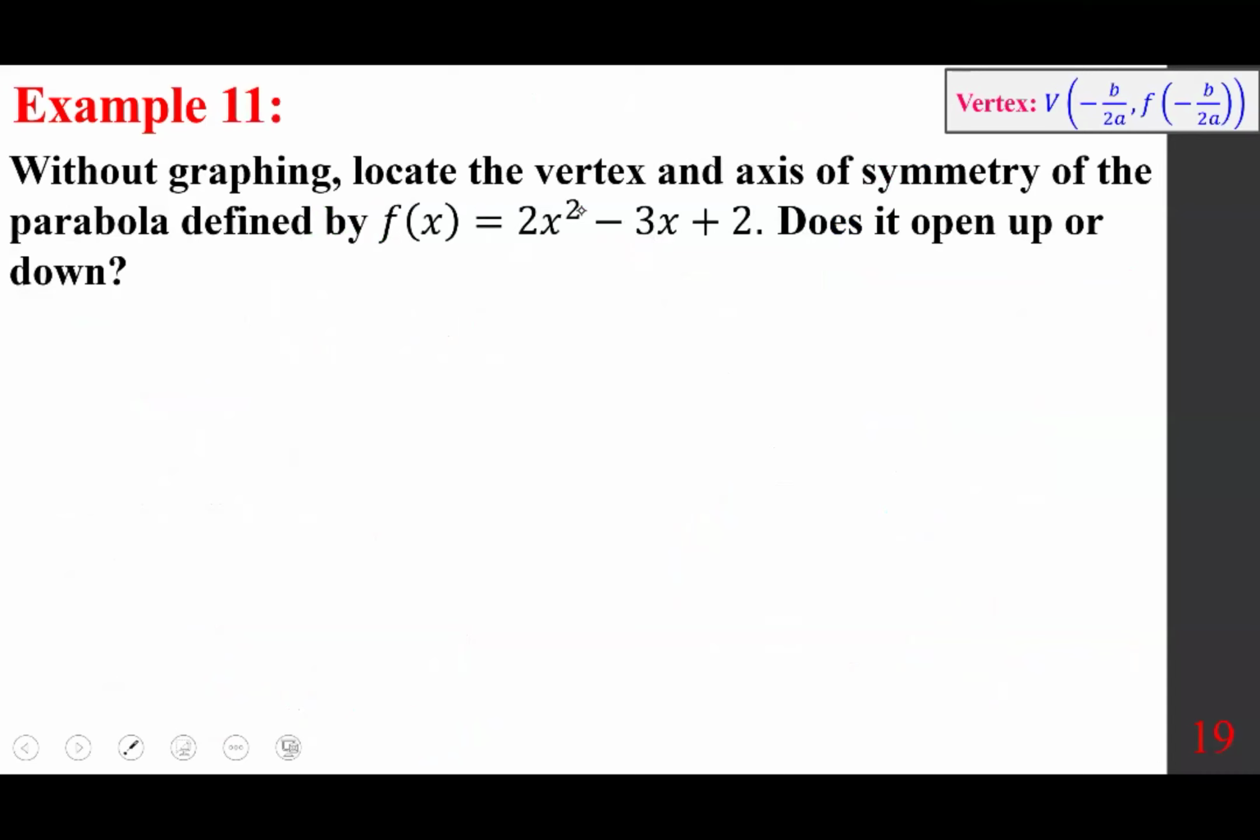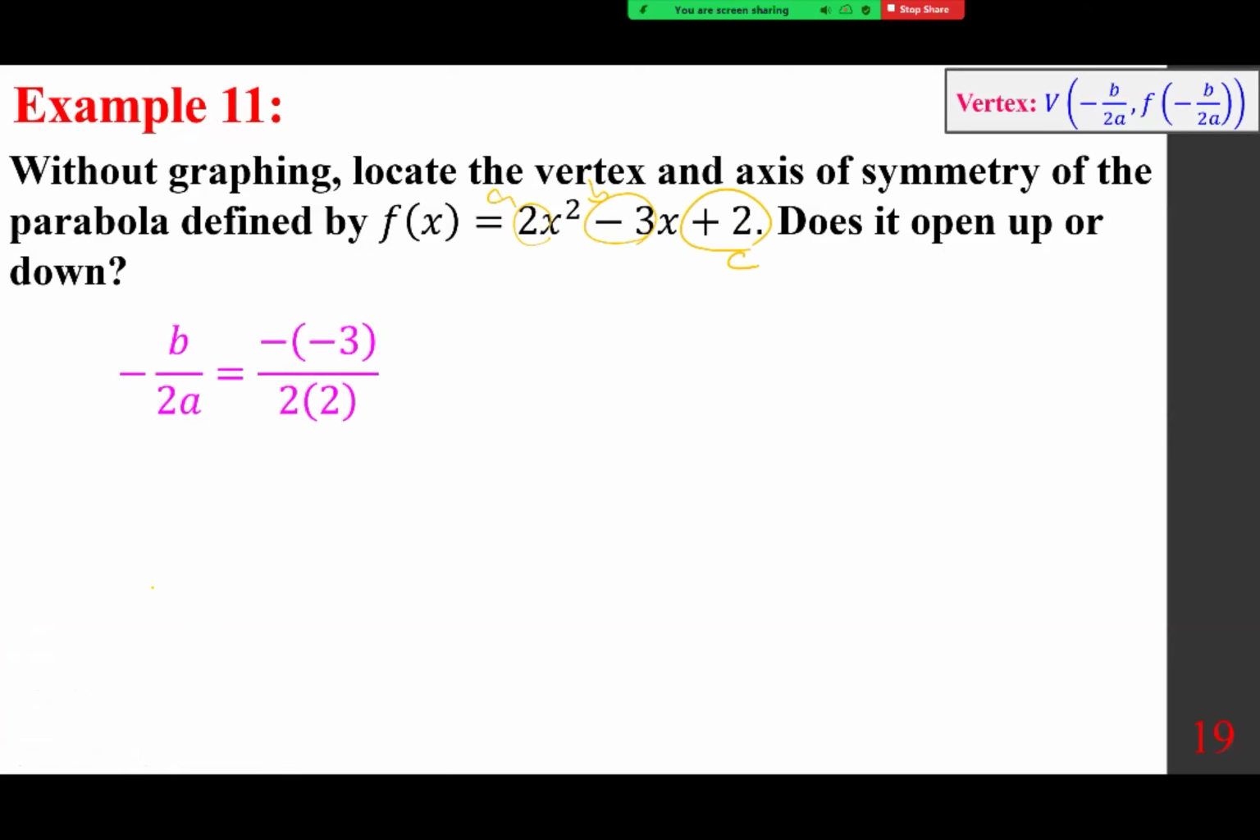Example 11, without graphing, locate the vertex and axis of symmetry of the parabola defined by f of x equals 2x squared minus 3x plus 2. Does it open up or down? Obviously, A is 2 and it opens up. But in any event, let's just write, here's A, here's B, here's C, x equals minus b over 2a. We get 3 here, 4 here. So that's the x coordinate of the vertex.